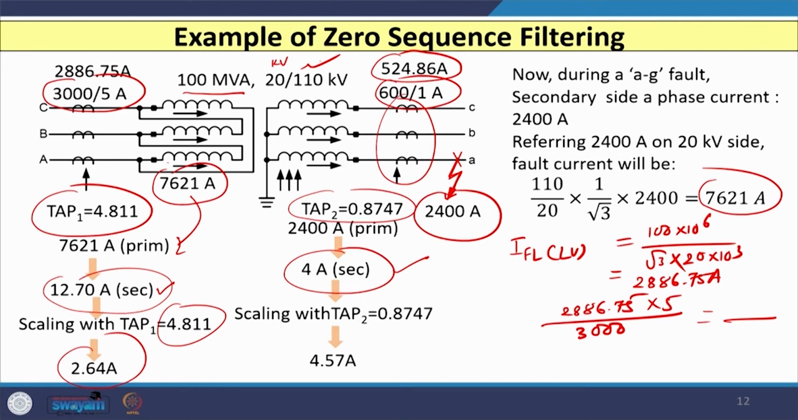So, your kV is 110 and CT ratio is 600 by 1. So, you will have the tap value 0.8747. If you divide this secondary current by this tap on the HV side, you will have the current 4.57 ampere. See that these two currents are not on a common base. That is why zero sequence filtering is a must when we use the digital relay, and specifically when the vector group in the power transformer is delta connected or when a delta winding is involved.